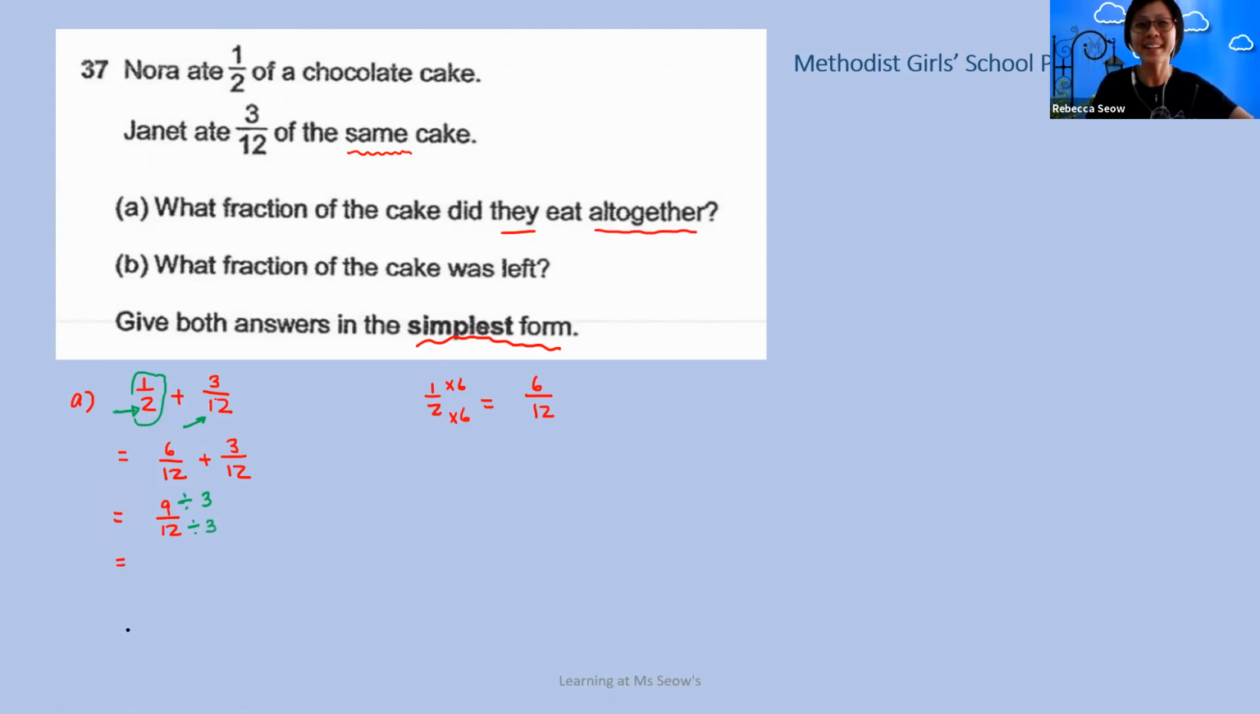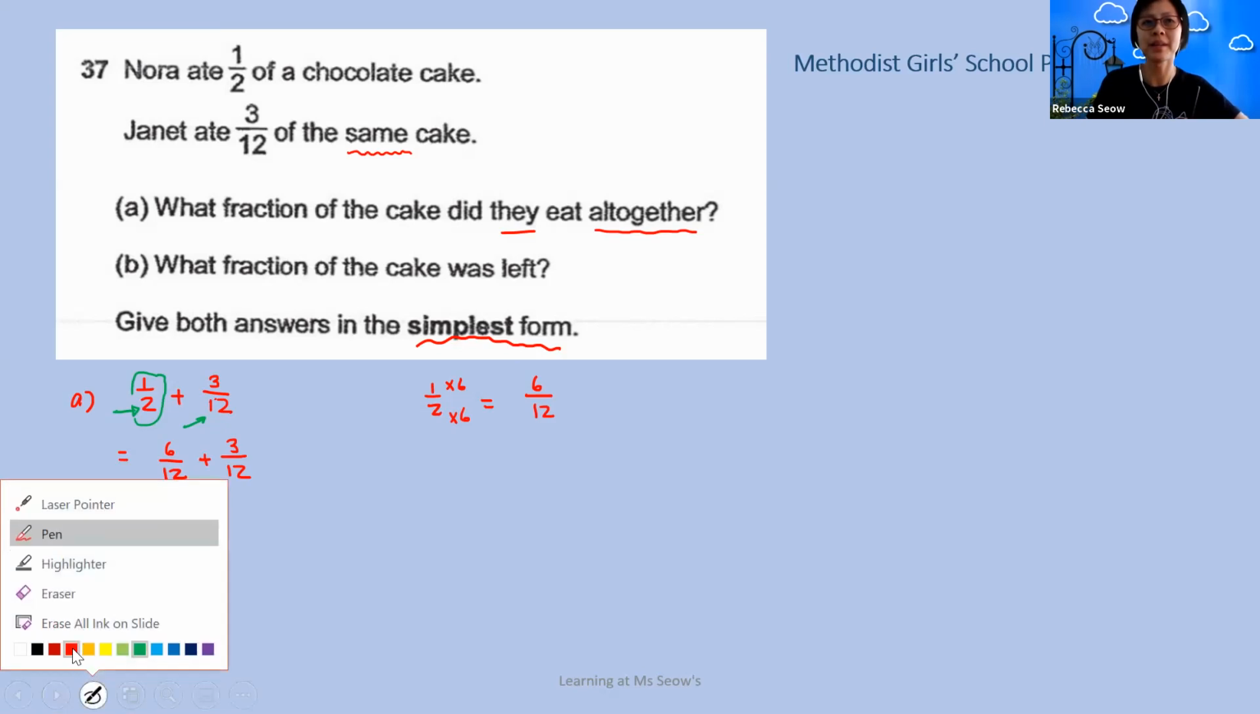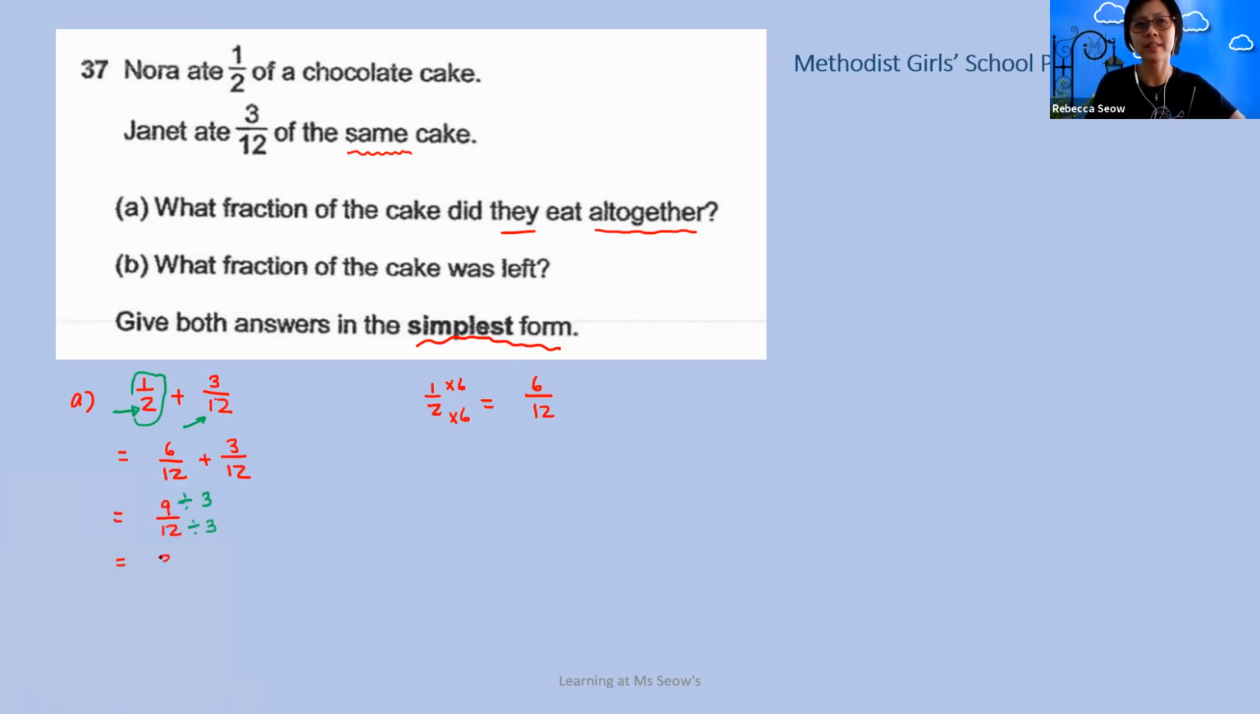The answer is yes. So when we divide both numerator and denominator by 3, what we will end up with is 3 out of 4. And we ask ourselves again, is there any number that we can divide 3 and 4 by to further reduce this fraction? And you realize that there isn't. So this is the answer in the simplest form. So that's the answer for A.